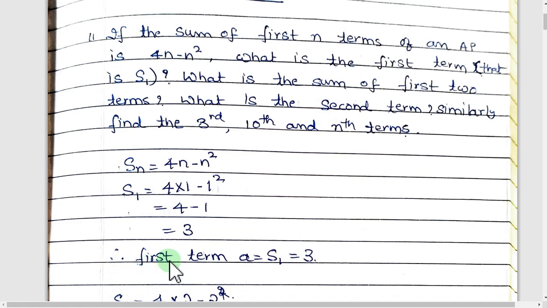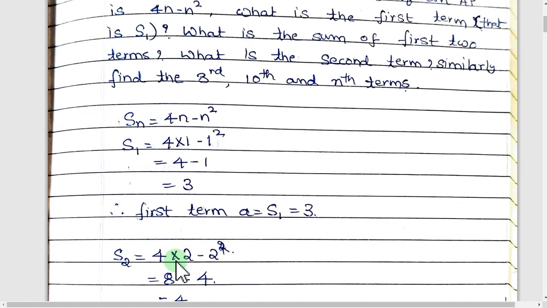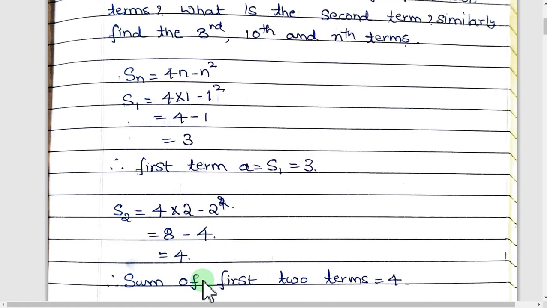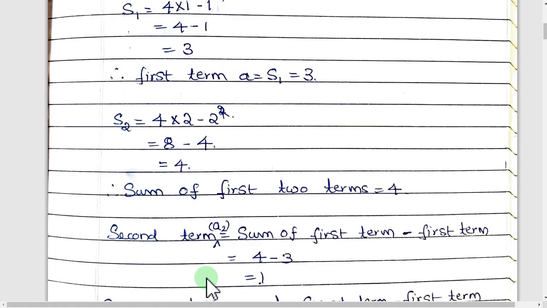Second, what is the sum of first two terms? First two terms means the sum up to two terms. In an AP, to get the sum up to two terms, we have to add the first two terms. But here the equation given is Sn equal to 4n minus n square. In place of n, if you substitute 2, you will get the sum up to first two terms. 4 into 2 minus 2 square. 4 into 2 is 8. 8 minus 4, that is 4. That is the sum up to first two terms.